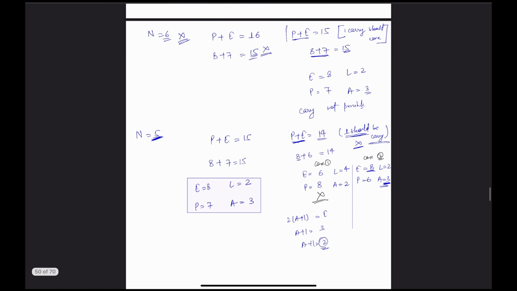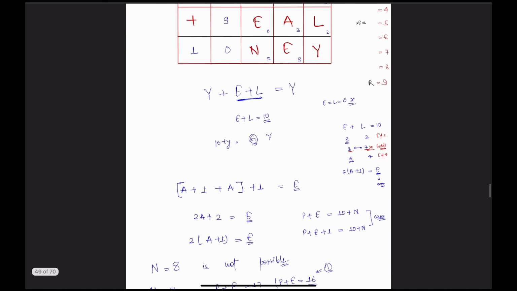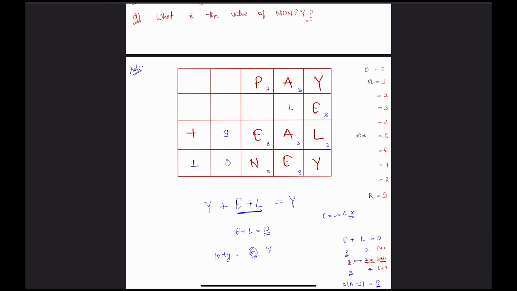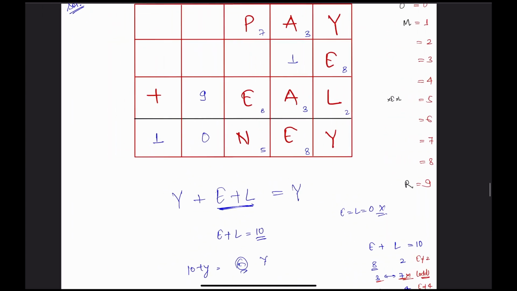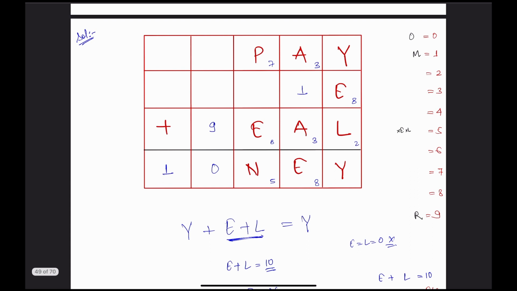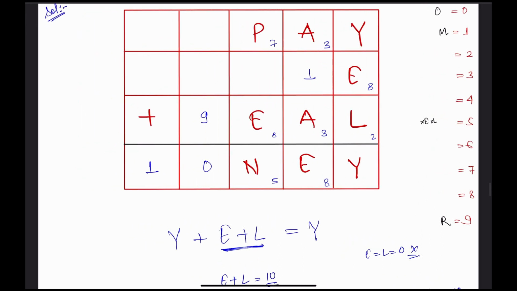Done. P equal to 7 and A equal to 3. Okay, so 1058 is done. Let me write all the digits nicely. P is 7, E is 8, N is 5, which follows this one. A is 3, and L is 2. Okay, L becomes my 2.